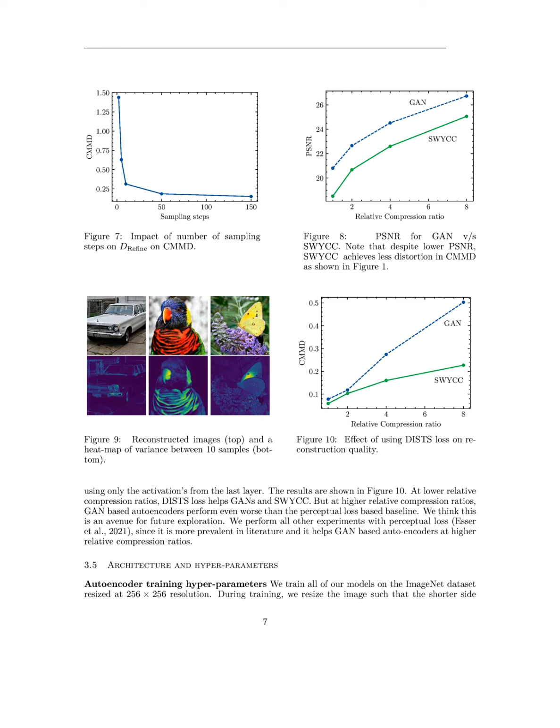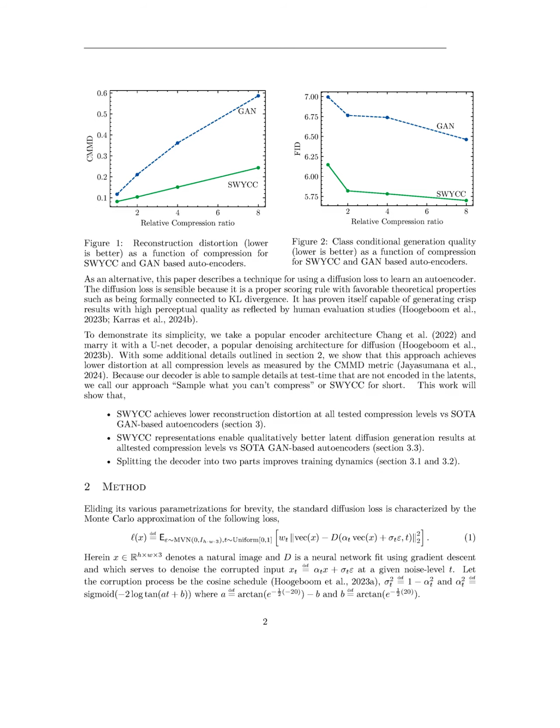The key findings demonstrating SWYCC's advantages over previous methods include significant improvements in both visualization and quantitative metrics. Specifically, SWYCC achieved lower reconstruction distortion across all tested compression levels, as measured by the CMMD metric, which correlates better with human perception compared to the GAN-based autoencoders.